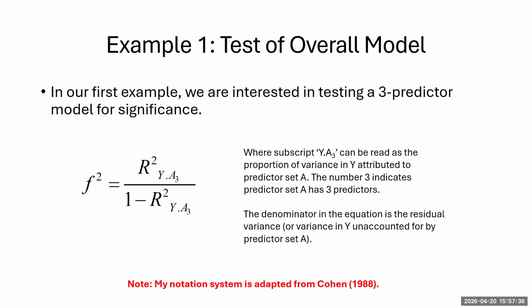Now, the first example that we're going to look at is testing an overall model with 3 predictor variables. My F squared equation on this slide is a little bit more specific to the current scenario. We could read the numerator as r squared sub y dot A3. We're just saying that it's going to be the r squared in y, or the proportion of outcome variability in y that can be attributed to predictor set A, and the number 3 there suggests that A has 3 predictors associated with it. So we have some precision associated with the notation. In the denominator, we've got the residual variability, or 1 minus r squared y dot A3, and my notation system is adapted from Cohen's 1988 text on statistical power analysis.